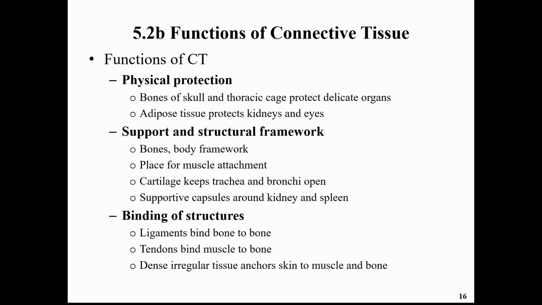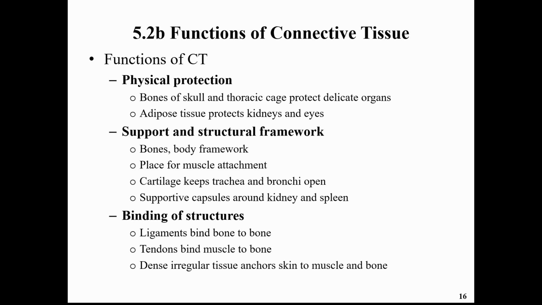Connective tissue does several things. Some types of connective tissue can provide physical protection. The bones of the skull and the bones of the thoracic cage will protect our internal organs. The bones of the skull and the spinal column will protect the brain and spinal cord. The bones of the thoracic cage will protect the heart and the lungs.